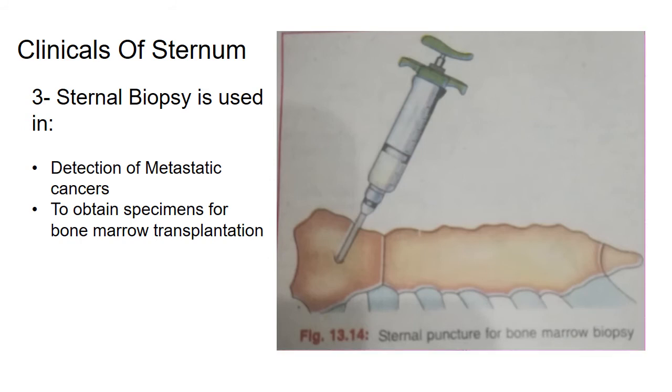The common site for the sternal puncture is upper half to prevent injury to arch of aorta, which lies behind its lower half. As I told you in the relations of sternum, that posterior surface of mediastinum is related in its lower half to the arch of aorta. So the common site for the sternal puncture is posterior upper half of the mediastinum to prevent injury to the arch of aorta.